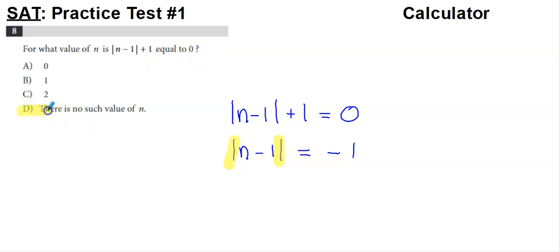So as long as you don't fall for the trap of choosing letter A, this problem's really not too bad. There's not going to be any possible way for us to have this work out to be 0. Even if you think about this equation here, can an absolute value equal negative 1? No, an absolute value can only ever equal 0 or a positive. So a few different ways you could reason it out. Hopefully that's helped you with this problem.